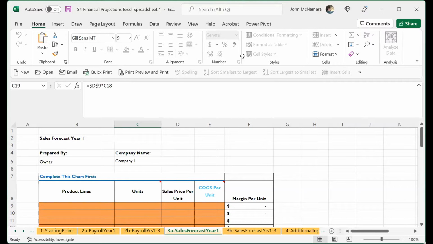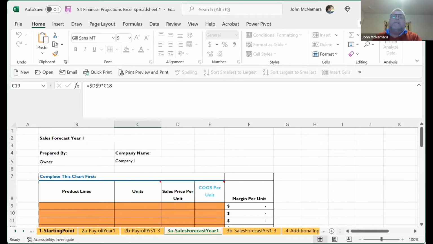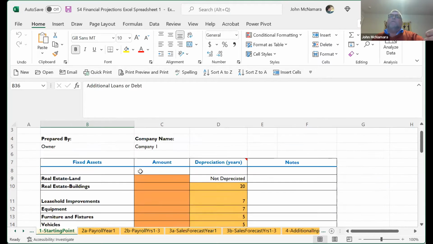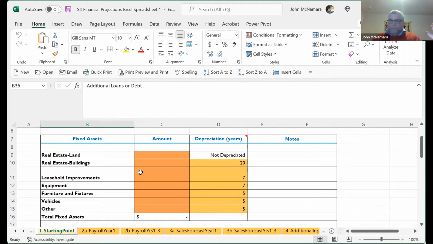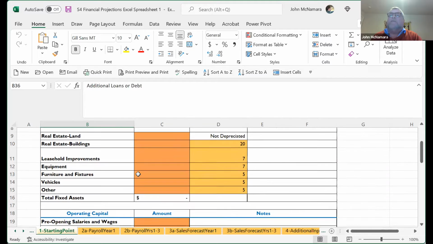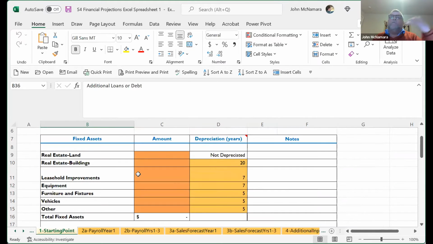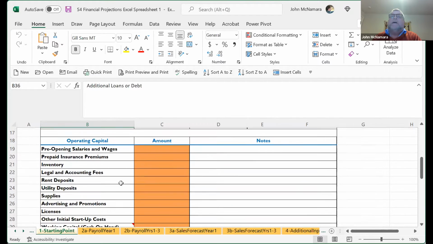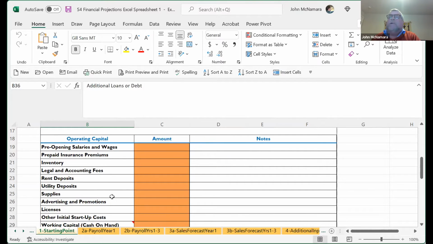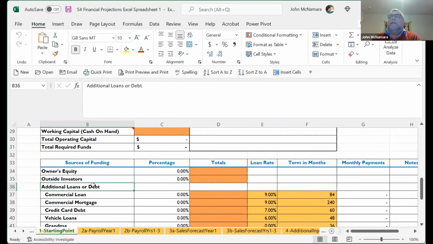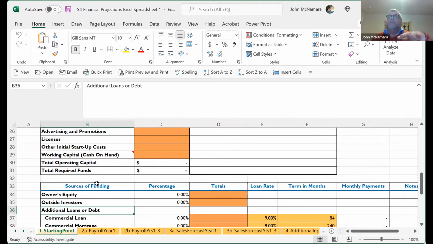Yes. Okay, so this is the spreadsheet, and what it does is allow you to build out the cost of what it's going to take to do the conversion in terms of money. So you can list out the different assets, fixed assets, also figure out what your operating capital needs are going to be, and then figure out where the money's going to come from.